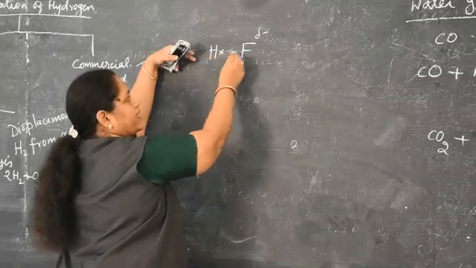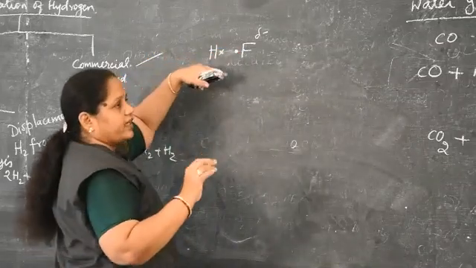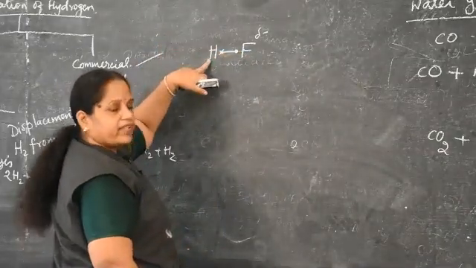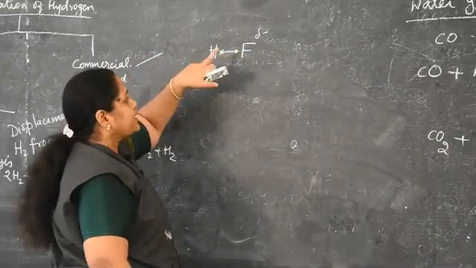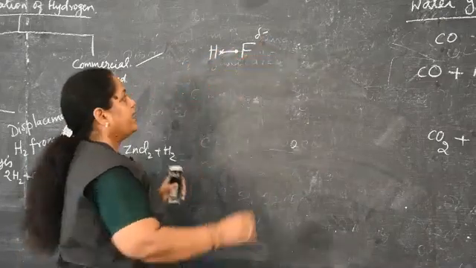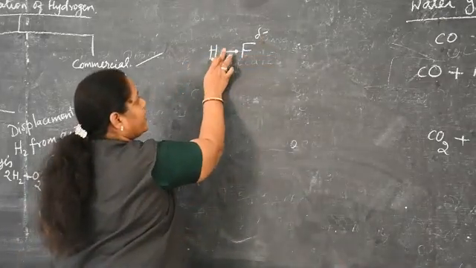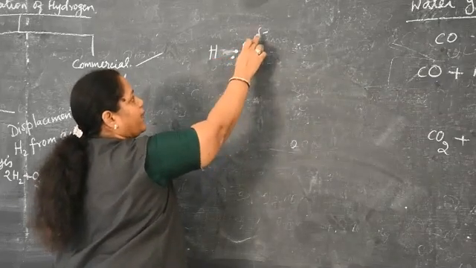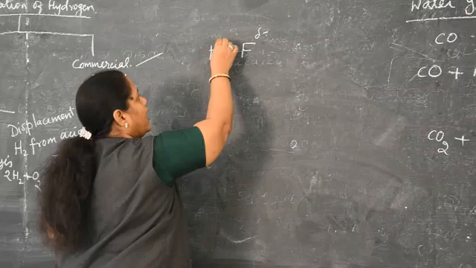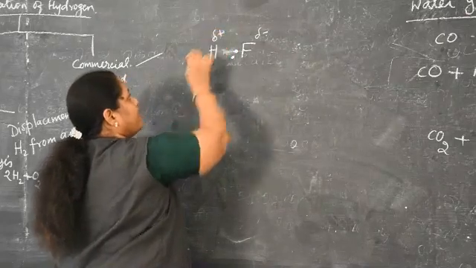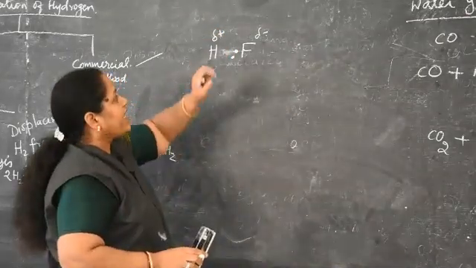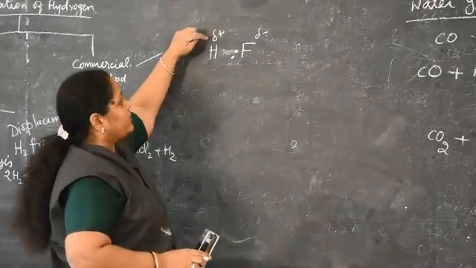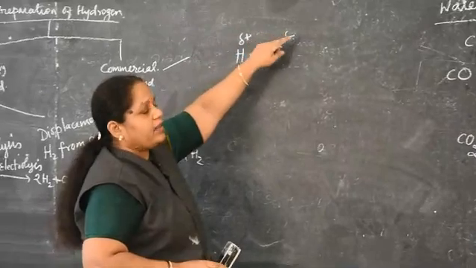Hydrogen gives one electron, and fluorine also gives one electron. They form a covalent bond. However, compared with hydrogen, fluorine is a highly electronegative element. That's why the shared pair of electrons moves towards fluorine. That's why it carries a partially negative charge and hydrogen carries a partially positive charge. Partial positive and negative charges are denoted by the symbols del plus and del minus.